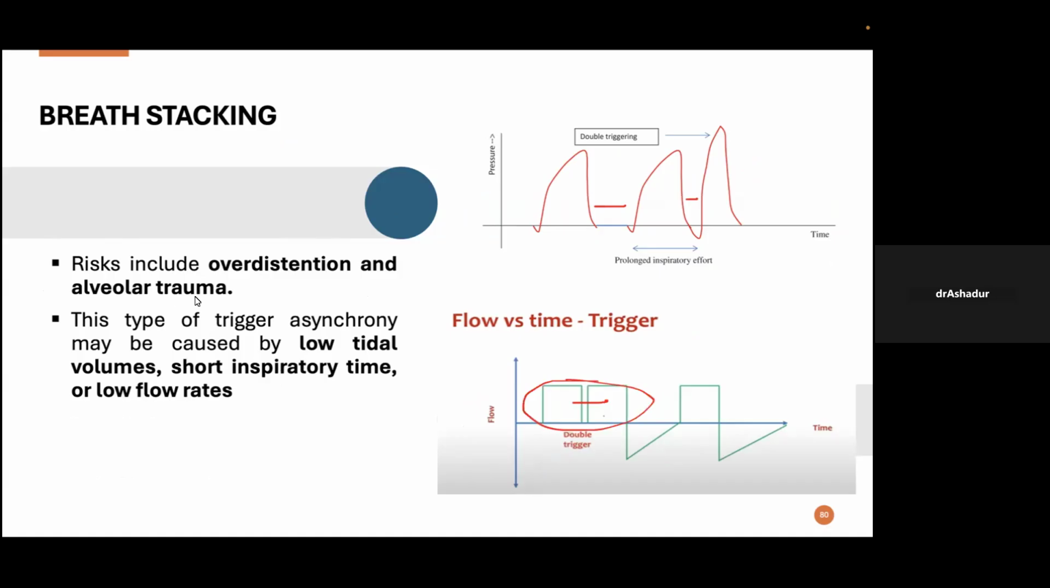And so that could lead to either overdistension or trauma. And it could be caused by either low tidal volume, short TI, or low flow rates. So we need to look at all these things and then look again at your curves to see whether whatever manipulation we have done has resulted in normalization of the graphs or not.